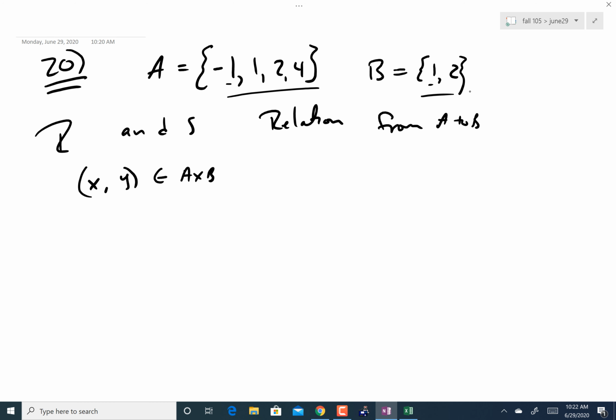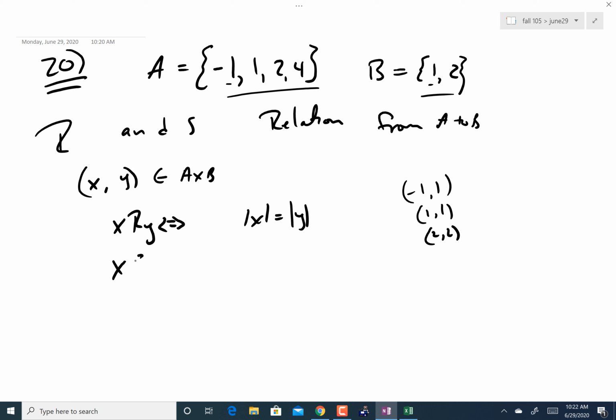We want the X R Y. X R Y is defined such that the absolute value of X is equal to the absolute value of Y. Oh, cool. Right now, you can see the pairs. Negative 1, 1, 1, 1, 2, 2. Those are the ones that match up with that, correct? And X S Y, X minus Y, is even.